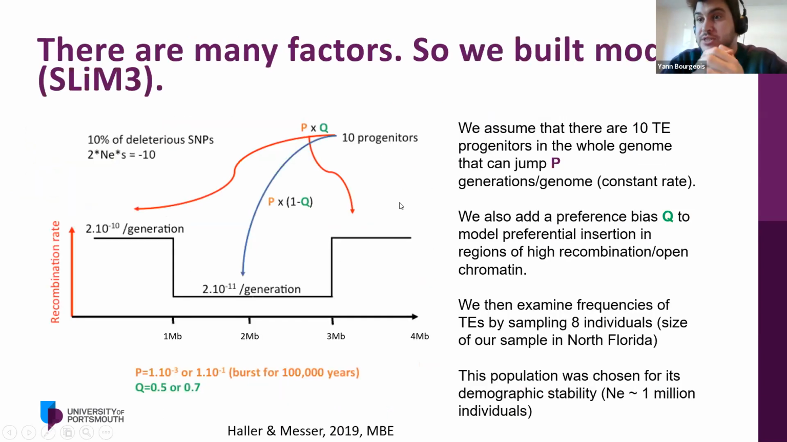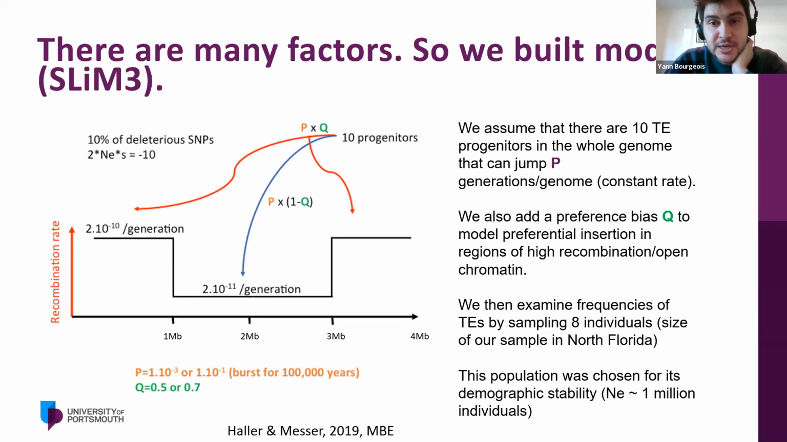So there are many factors, as I mentioned before. We have the possibility that TEs are impacted by changes in transposition rate. TEs also might be more attracted by some regions in the genome than others. So what we did is that we created a quite simple model to understand the patterns of diversity that we observed in the genome. We simulated using this simulator called SLiM3, which is becoming quite popular in population genetics.